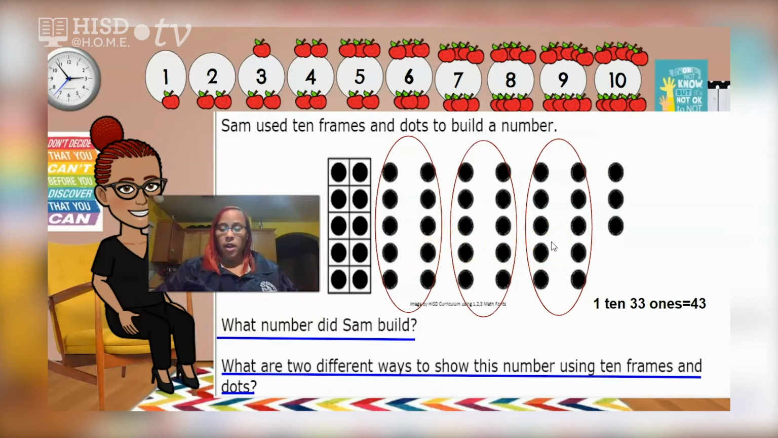4 10s make 40. But we still have some ones left over. Is that enough to make another 10? Let's count it. 1, 2, 3. Is that enough for another group of 10? No. So now we have 4 10s and 3 ones. So 4 10s and 3 ones will give me 10, 20, 30, 40, 41, 42, 43.